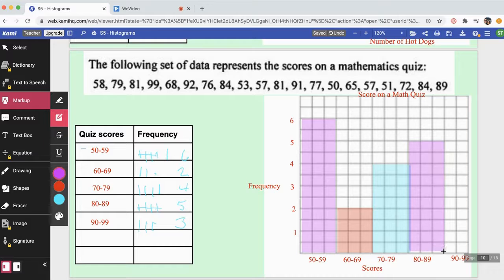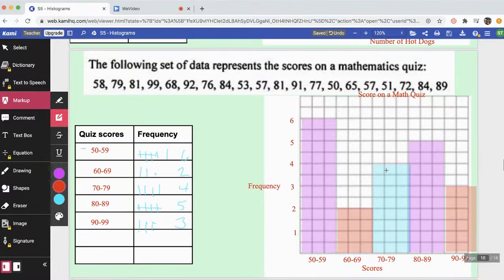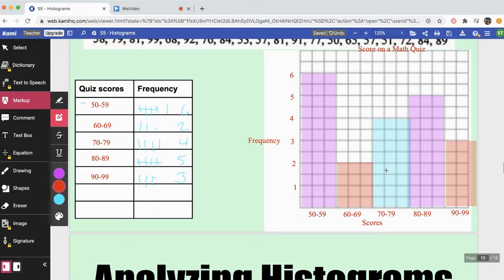And in the 90 to 99 range, there were 3. Again, I'm going to go off the edge there so that my bars are the same. All right, so that's what our histogram should look like for that one. Okay, so I hope that you feel like you can make a histogram on your own.